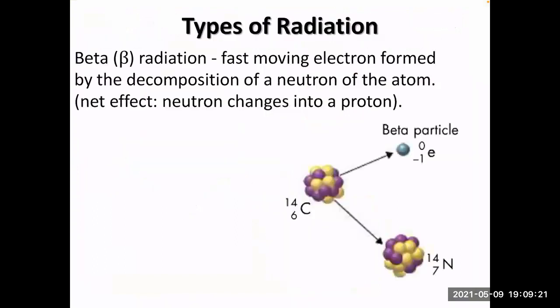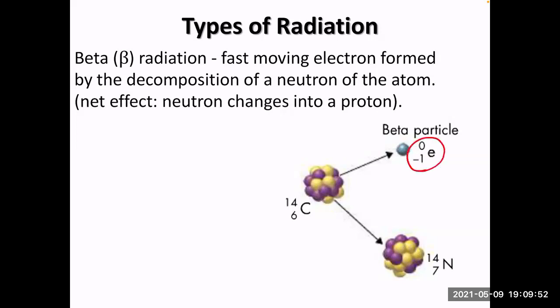The next one we're going to talk about is beta radiation. It is a fast-moving electron that is formed by the decomposition of a neutron of the atom. So the net effect is a neutron basically changes into a proton, okay? And the way that happens, remember, a neutron is neutral charge. So if I turn it into a proton, I have to make it more positive, and I can do that by essentially removing negative out of it so it's no longer neutral.